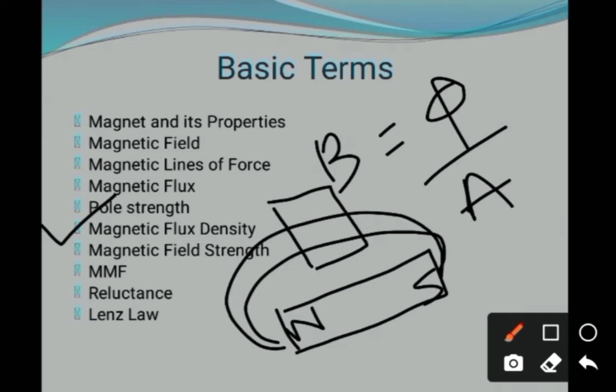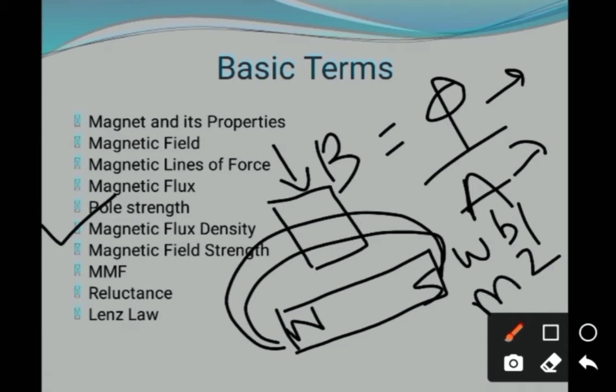That is, how much flux is passing through a particular area is defined as the magnetic flux density, and it is defined as total flux divided by area. The unit of magnetic flux density is Weber per meter square. Weber is the unit of magnetic flux and the unit of area is meter square.